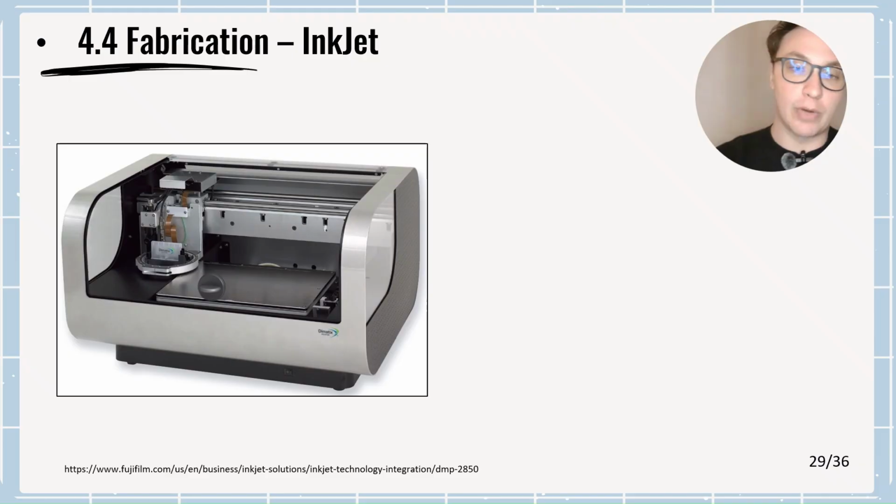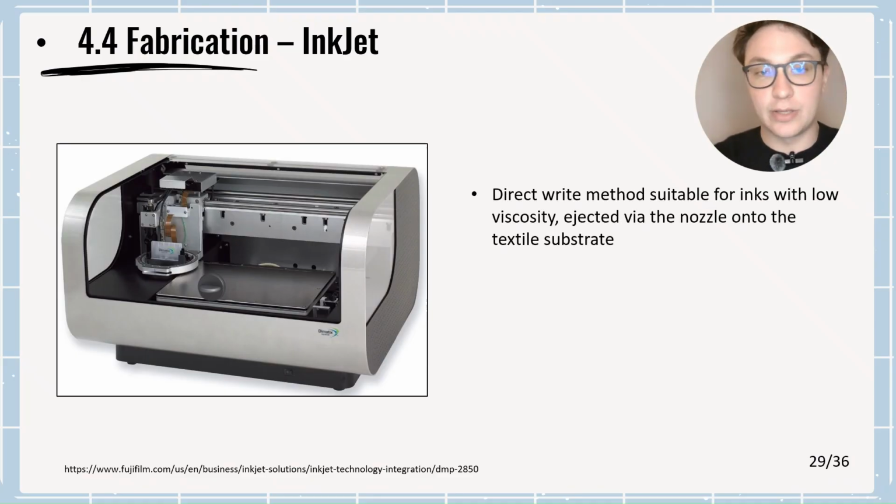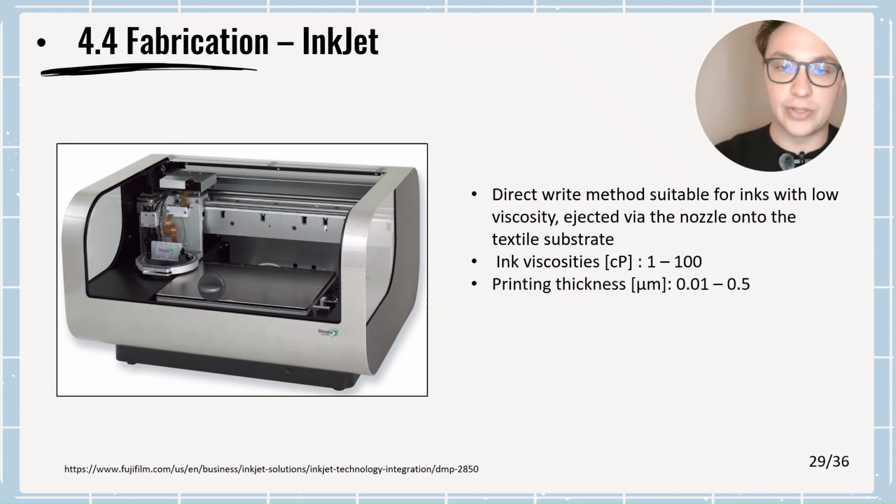Another fabrication process I would like to mention is inkjet. It consists of a direct write method suitable for inks with low viscosity. So the ink is ejected by a nozzle onto the textile substrate. It's basically the same printing system we see on the printing for A4 paper. It's exactly the same. The viscosity, as I mentioned, is very low.